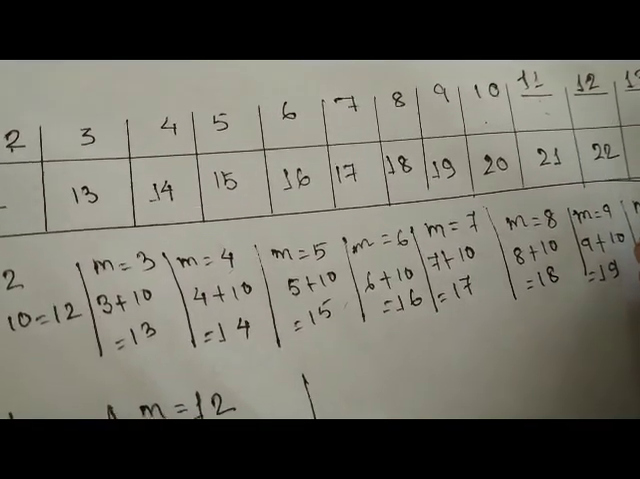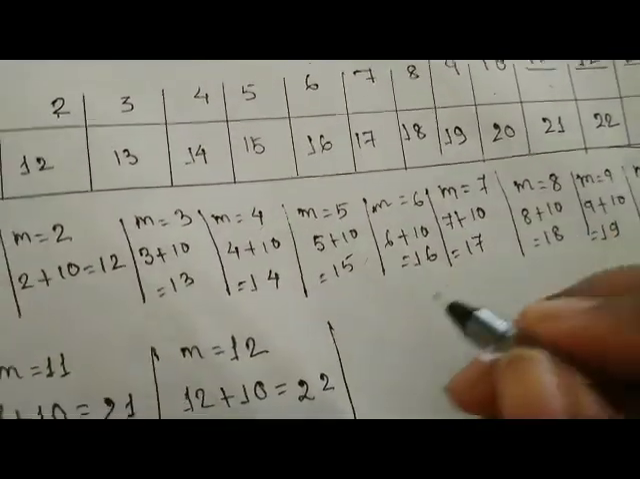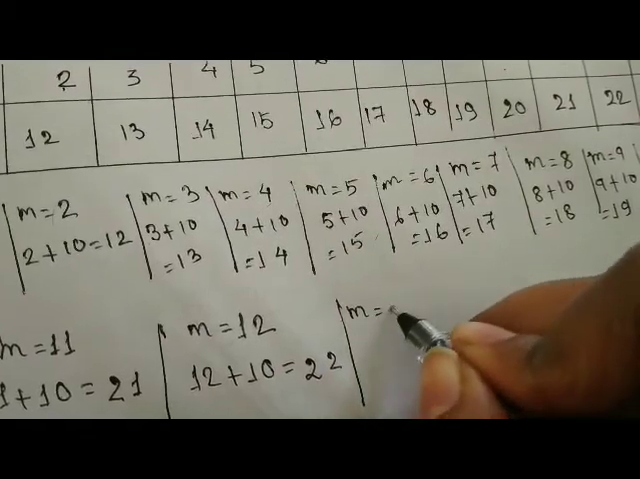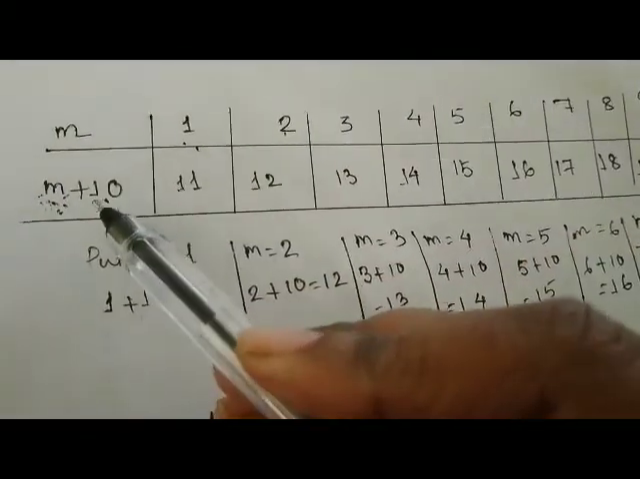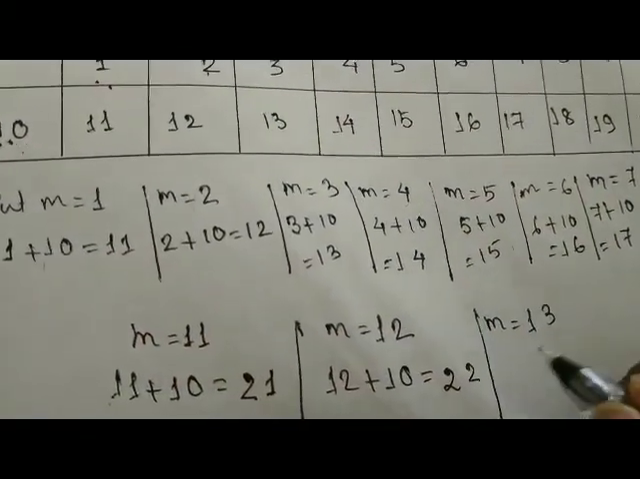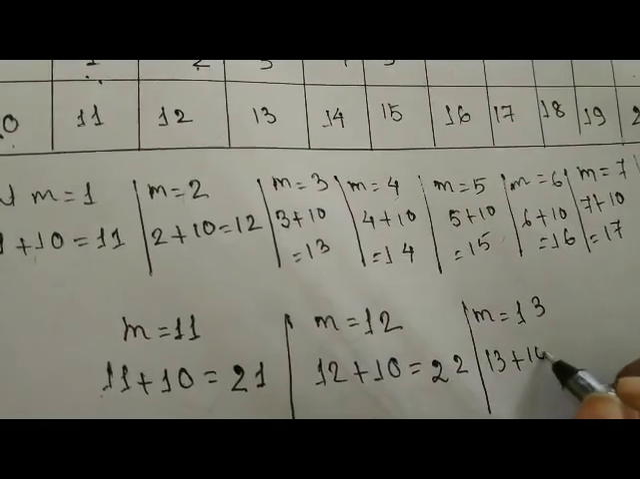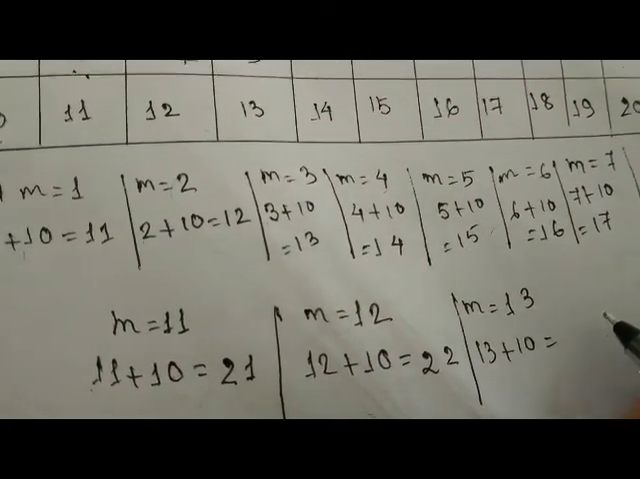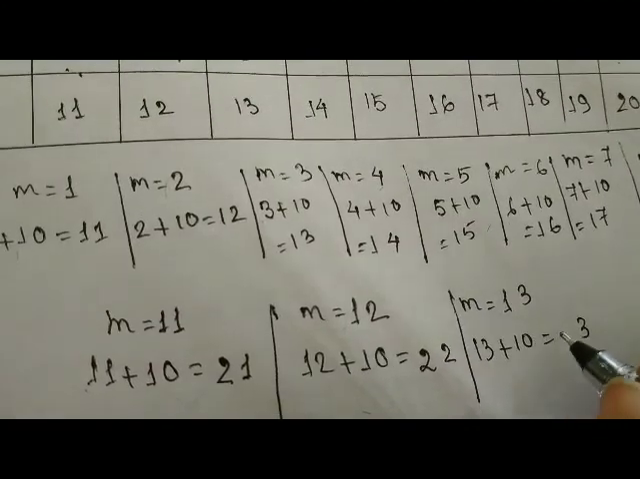And then at the last we have 13. So we will put 13 in place of m. So it will be 13 plus 10. So 13 plus 10 will be 0 plus 3 is 3, 1 plus 1 is 2. So we will put 23. So this table I have completed.